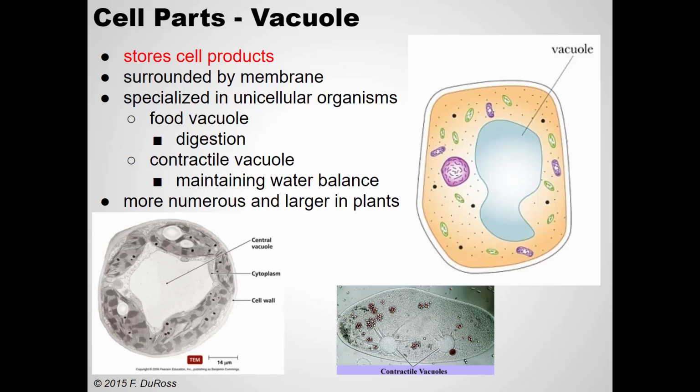Here we see a transmission electron microscope image of a plant cell. And this big area you see in the middle looks hollow. That's actually its vacuole, its central vacuole. And it's filled up with water. And when it's completely filled with water, it's exerting pressure on the cell wall around the outside. And that helps the plant cell maintain its rigid shape.